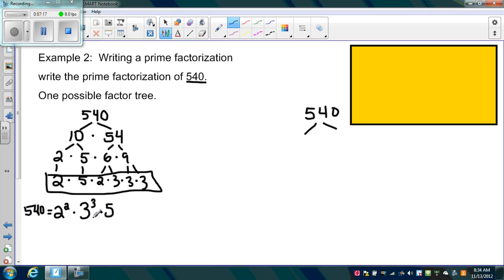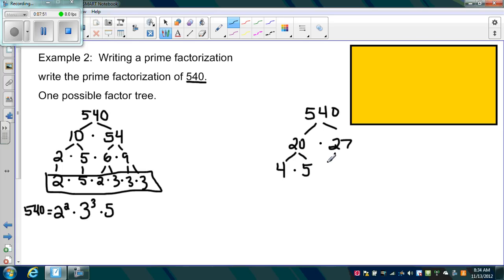Now let me show you that this works even if you do it a different way. So instead of doing 540 is equal to 10 times 54 as our first step, we could have said 20 times 27. Or any other set, but we'll do this as a second example. 20 can be further broken down into 4 times 5. But again, you could have done 2 times 10 as well. So there's lots of options here.